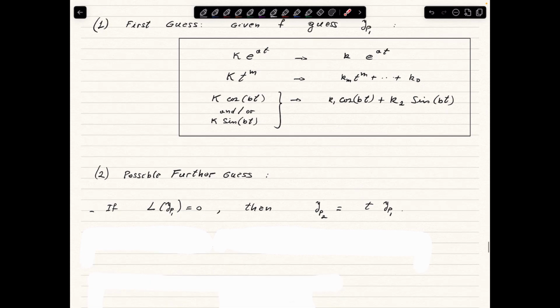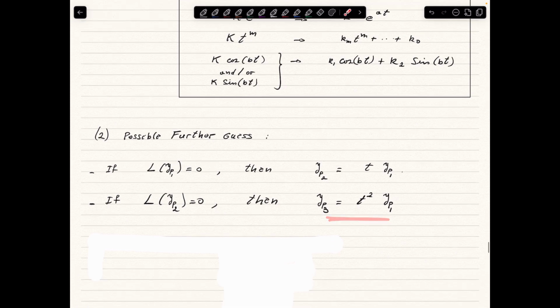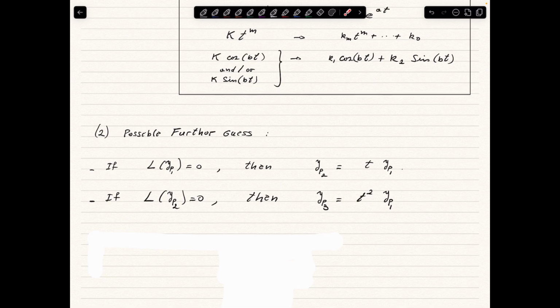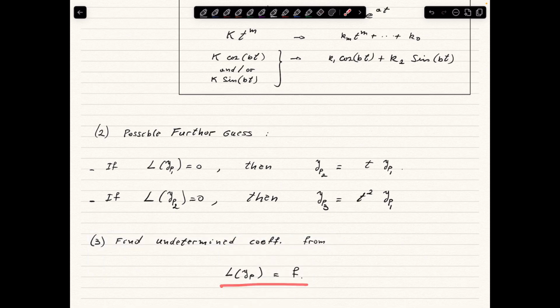There is one more case we haven't discussed, and that's that this second guess sometimes could be a solution of the homogeneous equation again. Well, if that happens, multiply by t one more time. So t squared times the first guess. And there is no other possibility, because for a second order equation, this is the worst that can happen. Once you have your correct guess, you put your guess into the equation and you find the undetermined coefficients that were here. So this is the method.